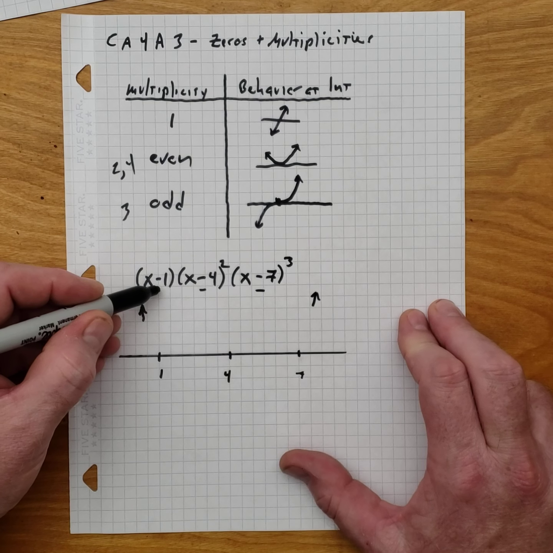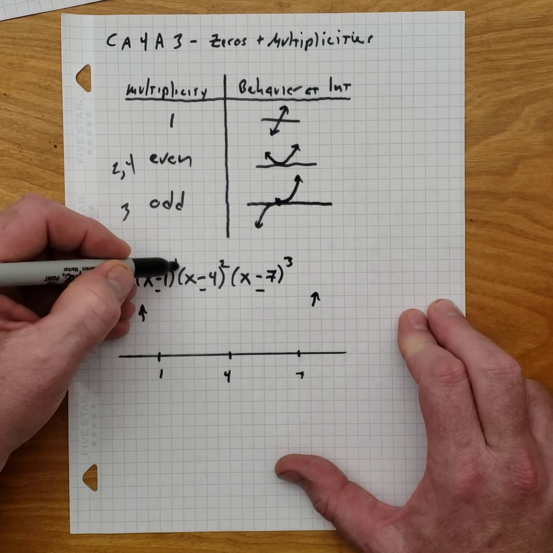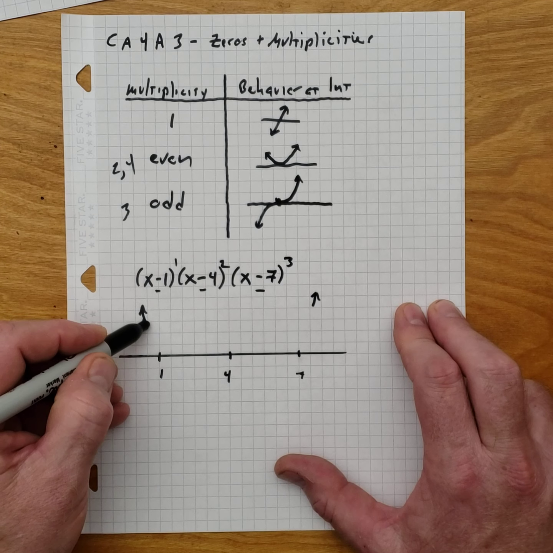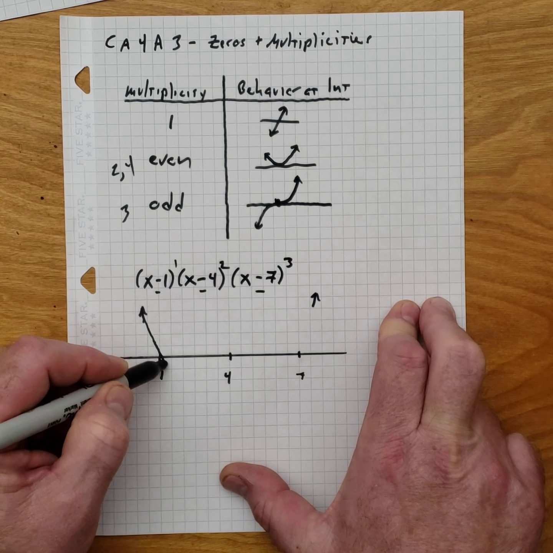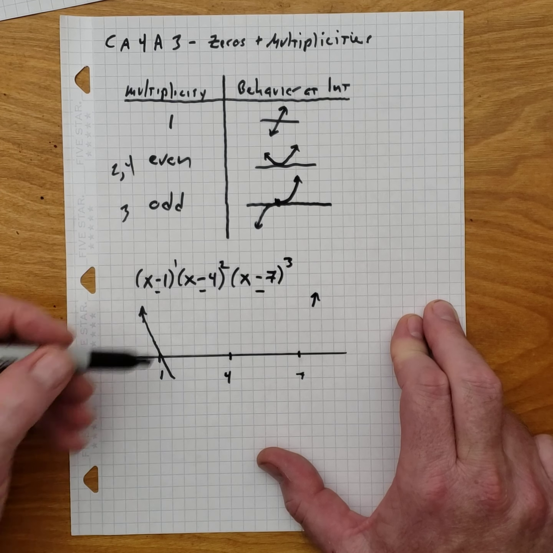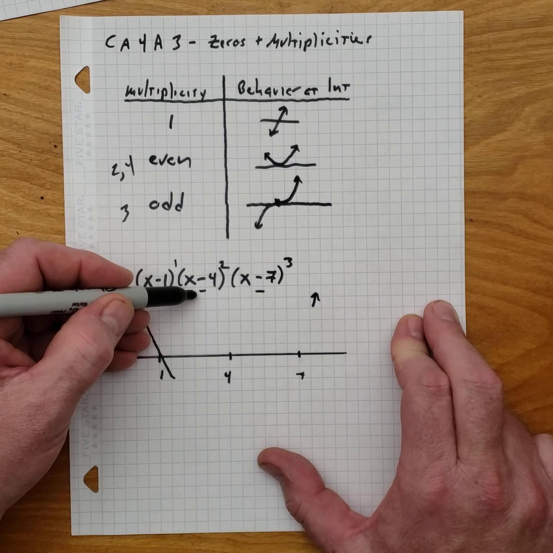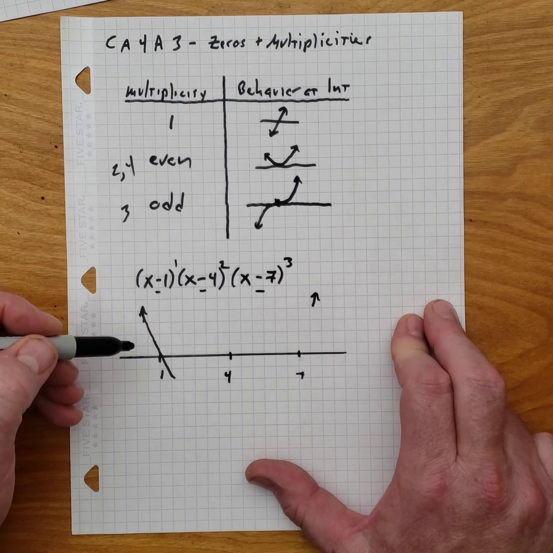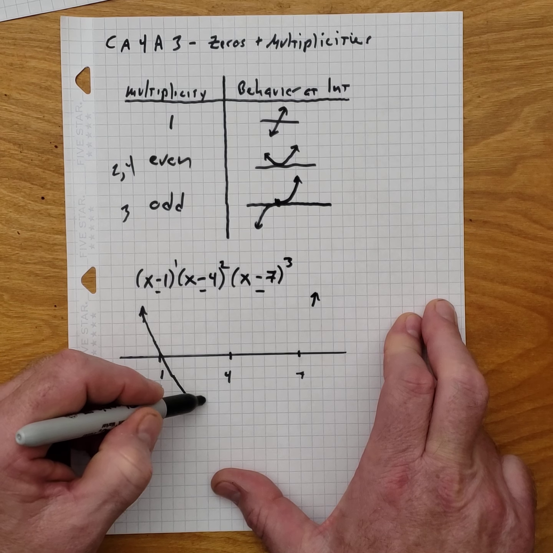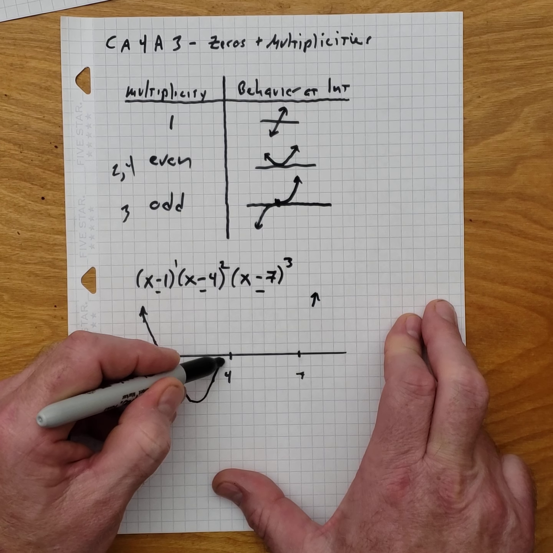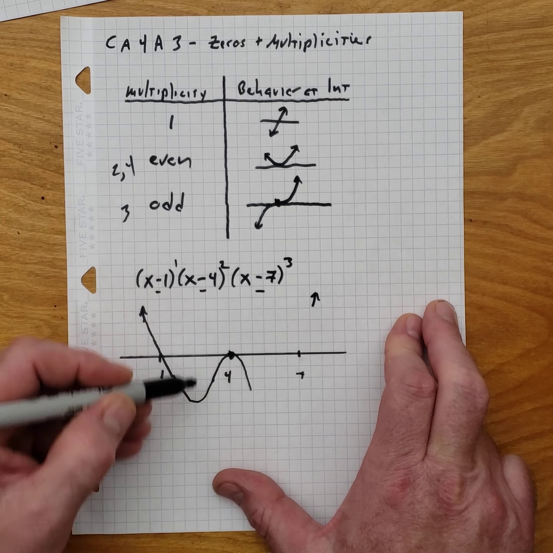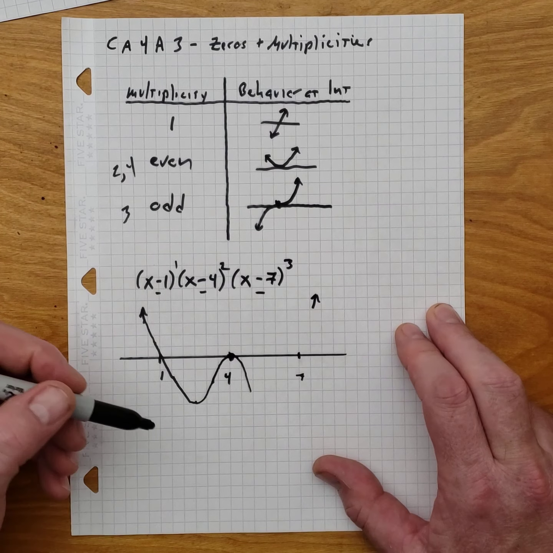And I know that at 1, it's going to go straight through because it's got a multiplicity of 1. So my graph's going to come down from positive infinity there, and it's going to go straight through the x-axis at 1. At 4, our 0 has a multiplicity of 2, which means the graph's going to bounce off the axis there. So it's going to come up from here and bounce off and turn around. We call that a turning point in polynomials. We call this a turning point also.